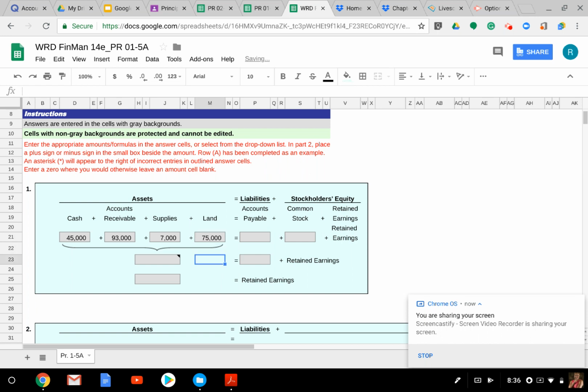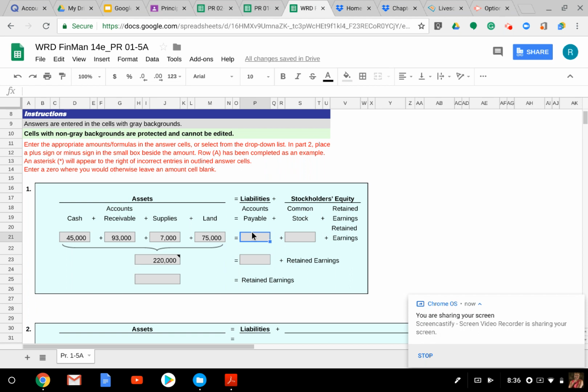All 4 of these again are your assets. We add all 4 together because assets equal liabilities plus stockholders' equity. So we're working with the assets. The total of $45,000 plus $93,000 plus $7,000 plus $75,000 equals $220,000. Correct? You do the math as well. Since assets equal liabilities plus owner's equity, or stockholders' equity, we also have to do the other side.